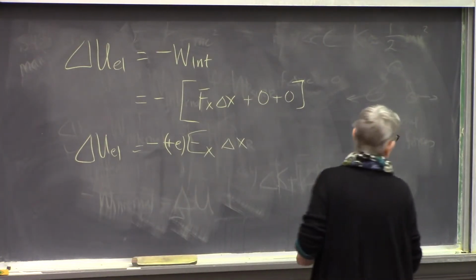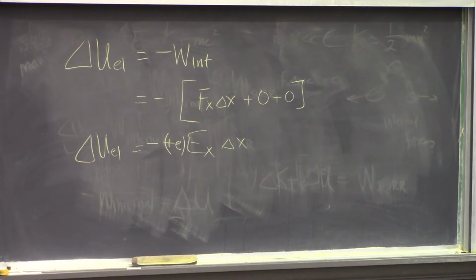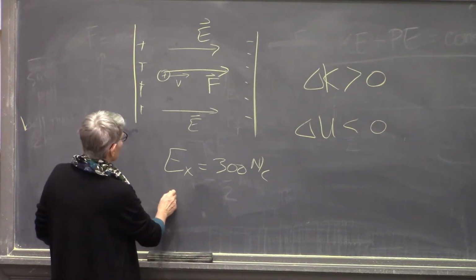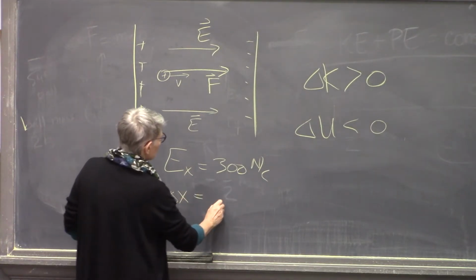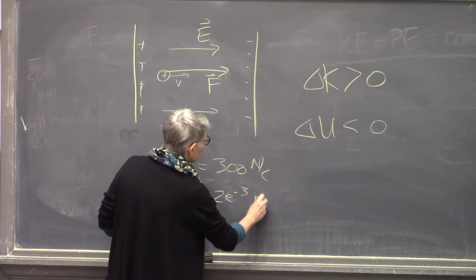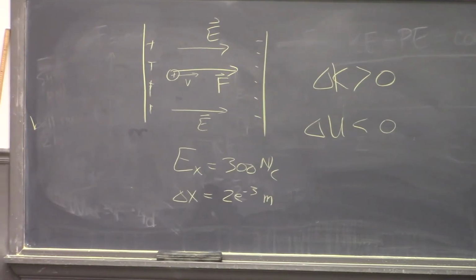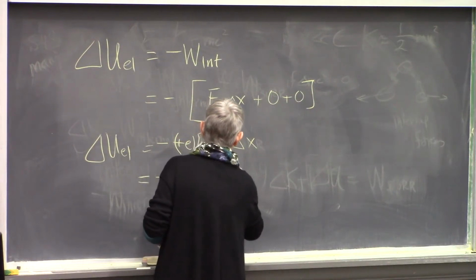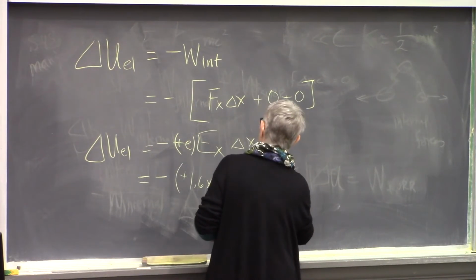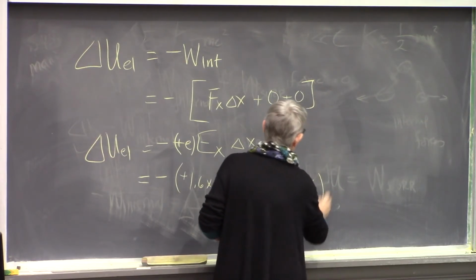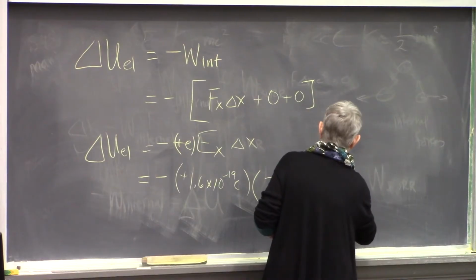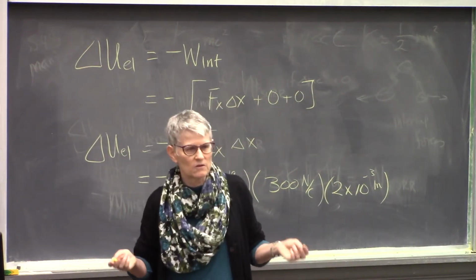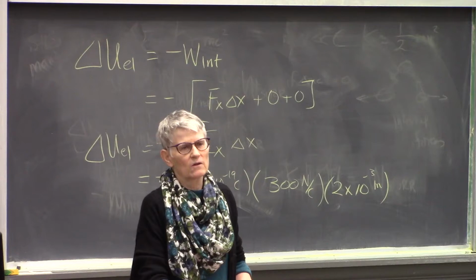So if Ex is 300 newtons per coulomb and delta x is 2 millimeters, then this would be a minus 1.6 times 10 to the minus 19 coulombs times 300 newtons per coulomb times 2 times 10 to the minus 3 meters, which would give us our change in electric potential energy, right?